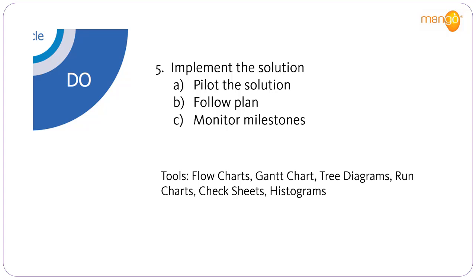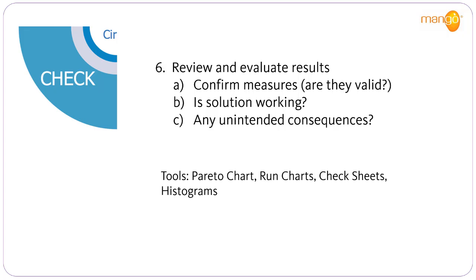So now you've implemented those things, and you're now up to checking to see how you're going. You're going to review and evaluate your results. You're going to confirm the measures. So were they valid? So some of those measures around late deliveries and customer complaints, are they valid? Are they achievable? Can you actually achieve those? So you want to be confirming those. Is the solution working? And you also want to be looking at any unintended consequences. So if you put in some of those actions, what were the unintended consequences? Did some of those actions actually affect other parts of the organisation?